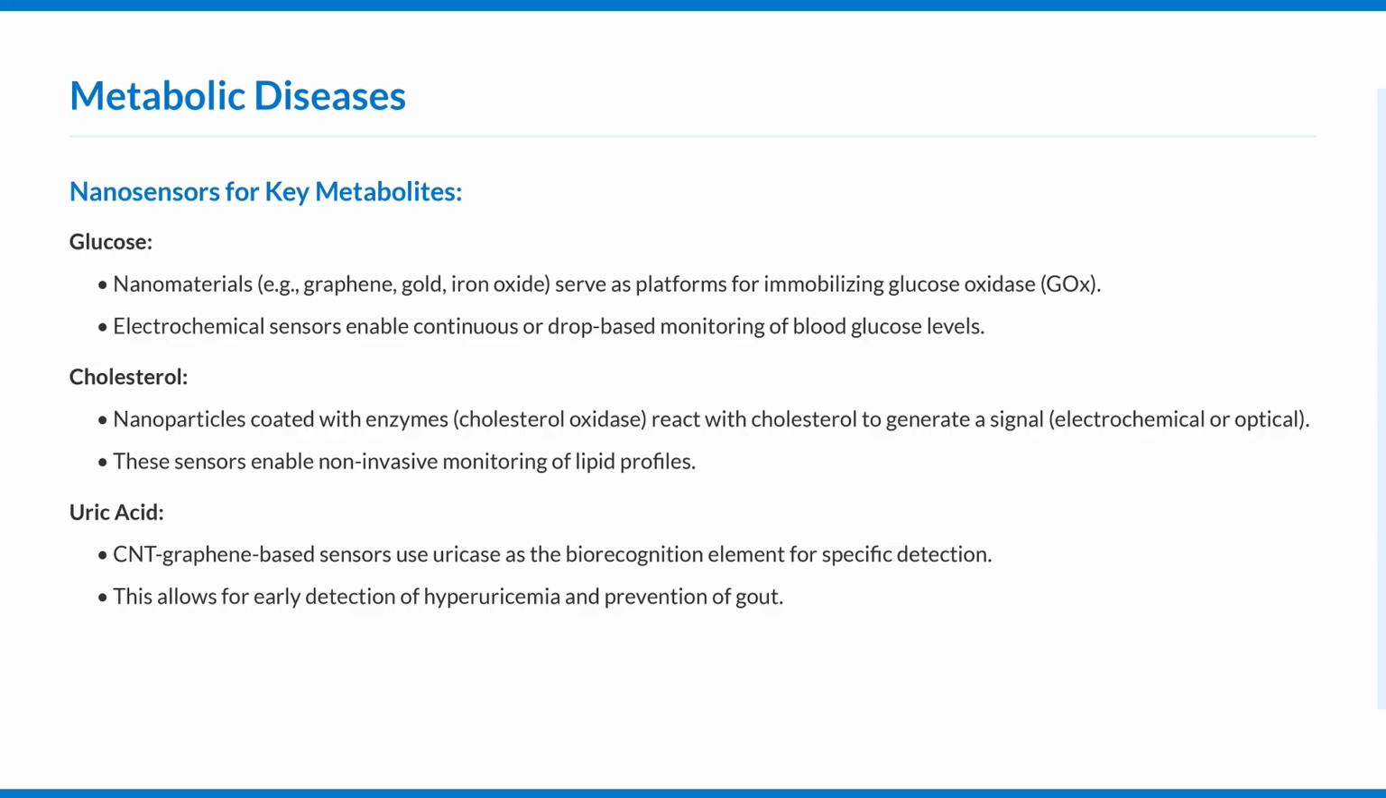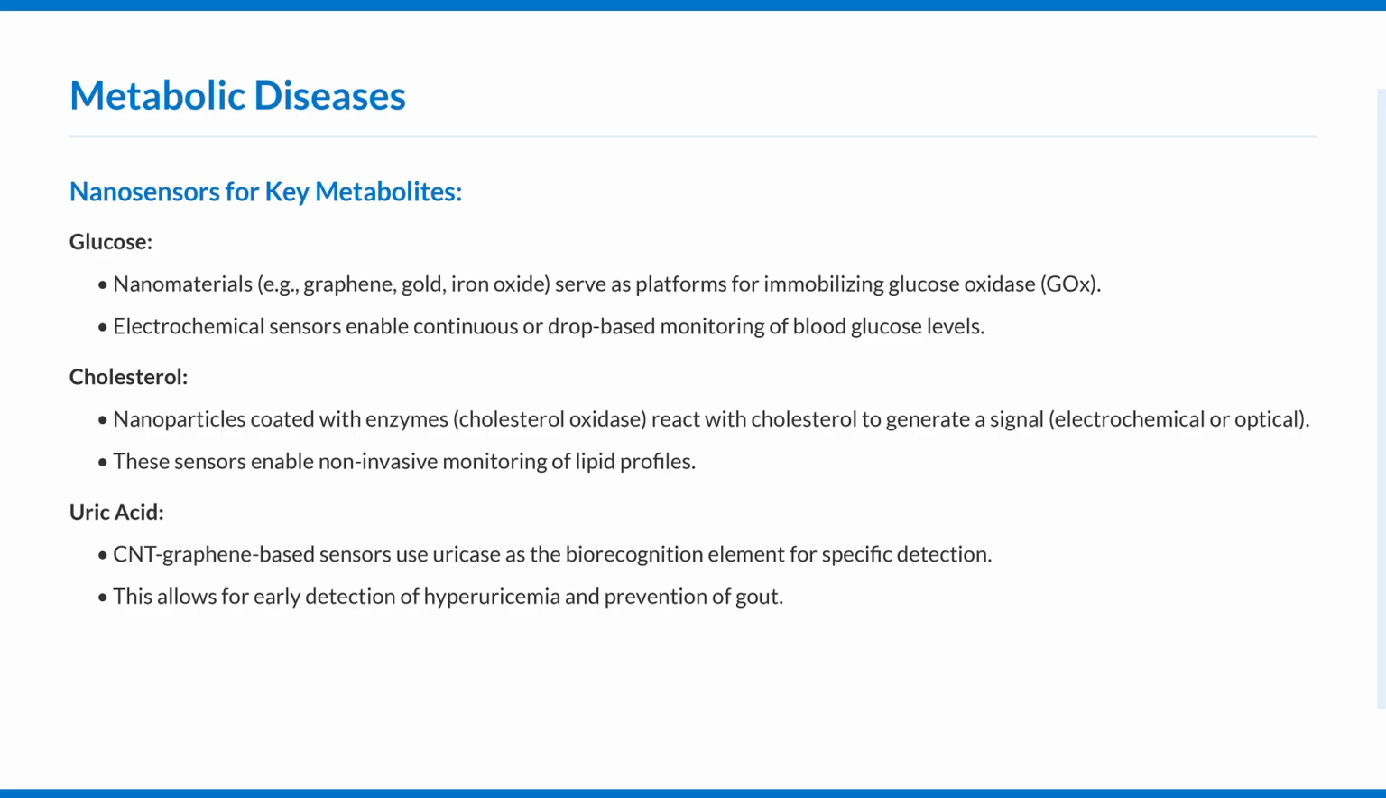Metabolic diseases. Nanosensors for key metabolites. Glucose: nanomaterials, for example graphene, gold, iron oxide, serve as platforms for immobilizing glucose oxidase. Electrochemical sensors enable continuous or drop-based monitoring of blood glucose levels.